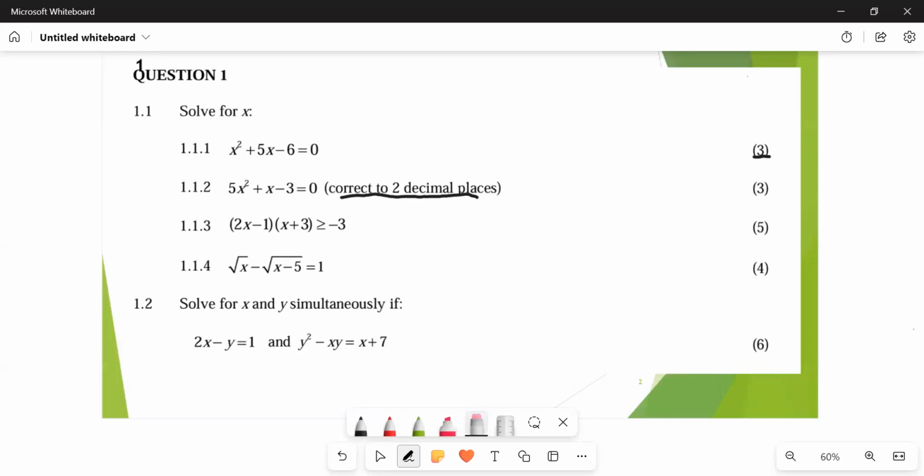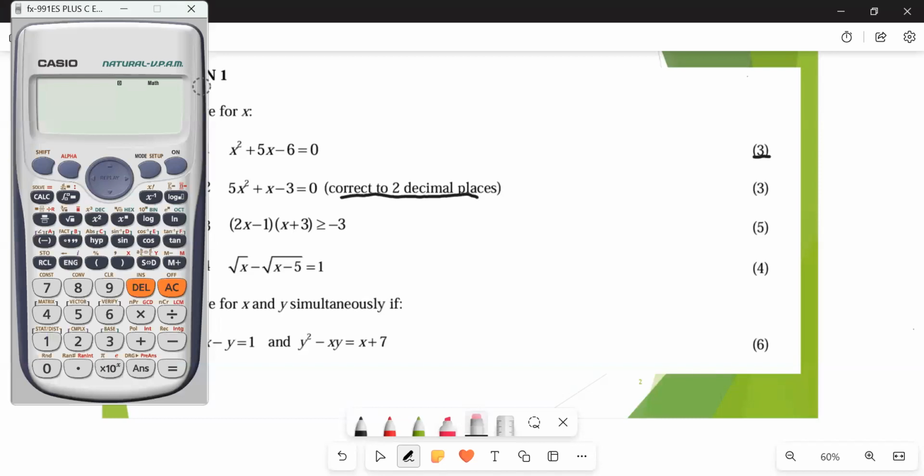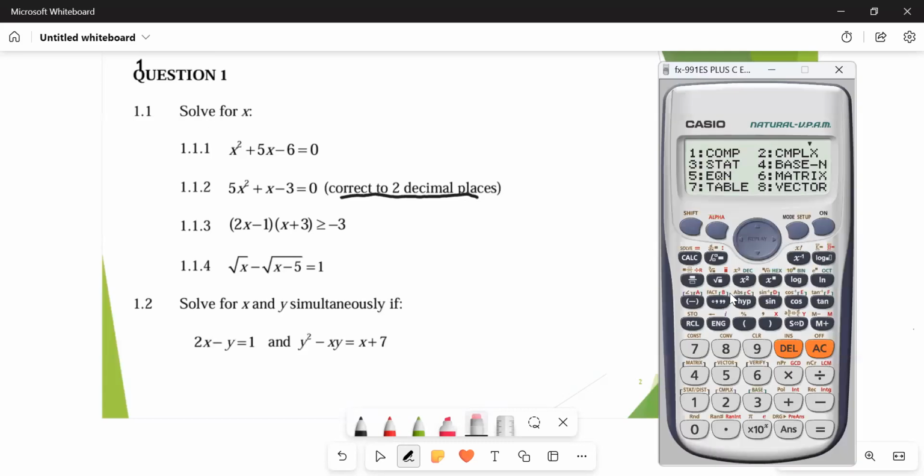Rather use the quadratic formula. If you are lazy to use the quadratic formula, use the calculator. On your calculator, you're going to go to table method. Go to mode and then go to table. In the table, you're going to type this thing here. This is f of x, it's a function. So you're going to type alpha x, and then square, and then plus 5 alpha x, okay? And then minus 6. And then equals g of x, you don't write anything.